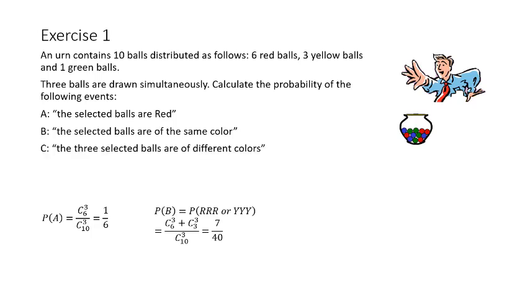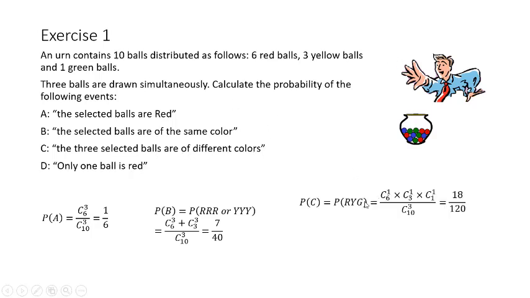Now, event C: the 3 selected balls are of different colors. Different colors means 1 red, 1 yellow, and 1 green. 1 red is C1 out of 6, and here "and" means times. 1 yellow, C1 out of 3, 1 green, C1 out of 1, over C3 out of 10. C3 out of 10 is the number of possible cases in this case. And the answer is 18 over 120.